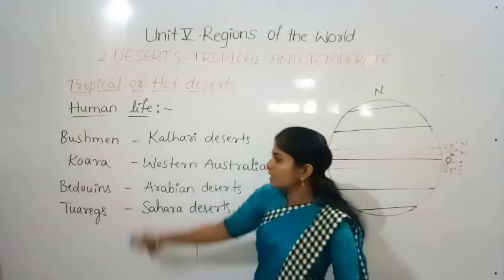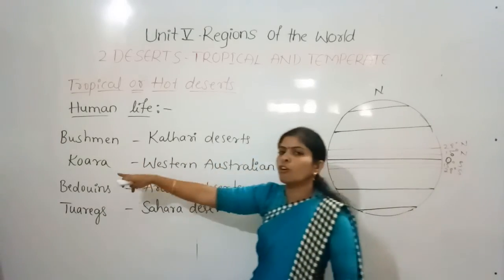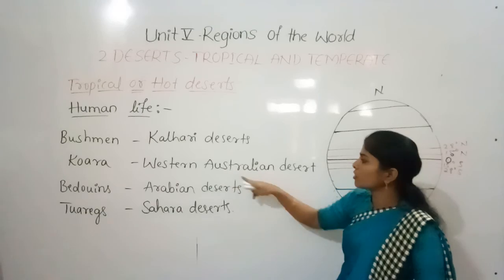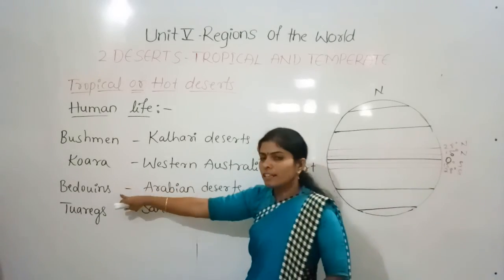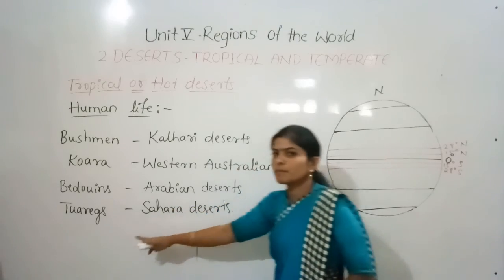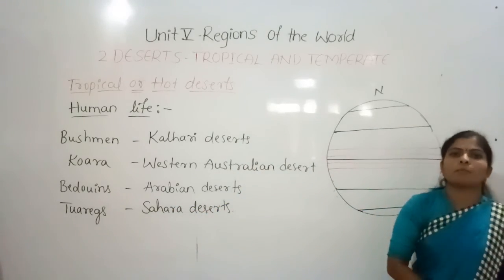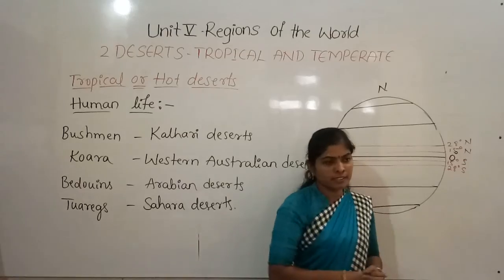So these are the different tribes. The Bushmen are found in the Kalahari desert. The Kora are present in the Western Australian desert. The Bedouins are present in the Arabian deserts, and the Tuaregs in the Sahara desert. So these are some of the tribes.